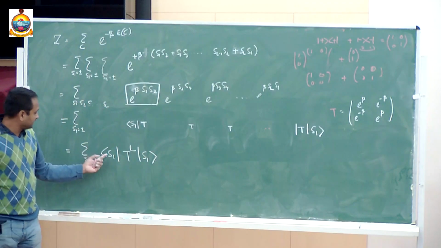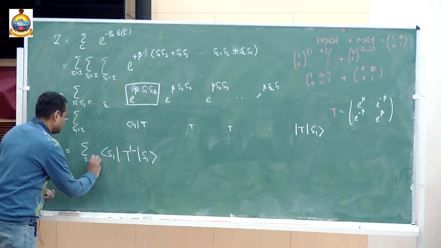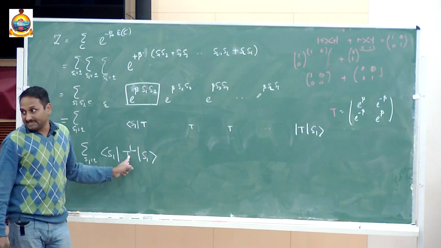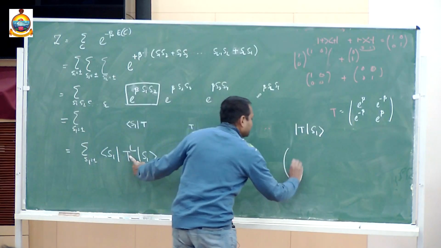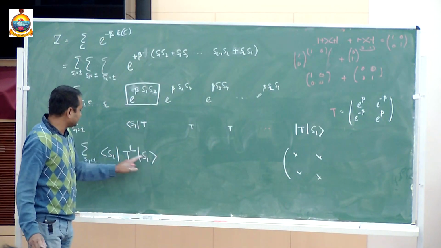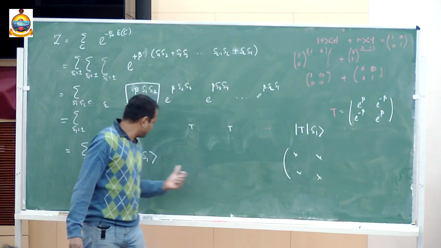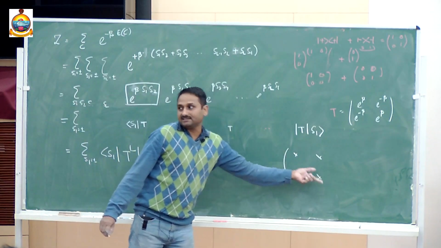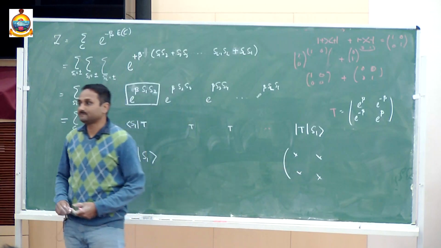Now if you look at that, s1 equal to plus or minus. T to the power L is a matrix, right? It is some matrix with four elements. If you put s1 equal to plus, that means this element, and s1 equal to minus, that is this element. So basically it's just the sum of this and that.